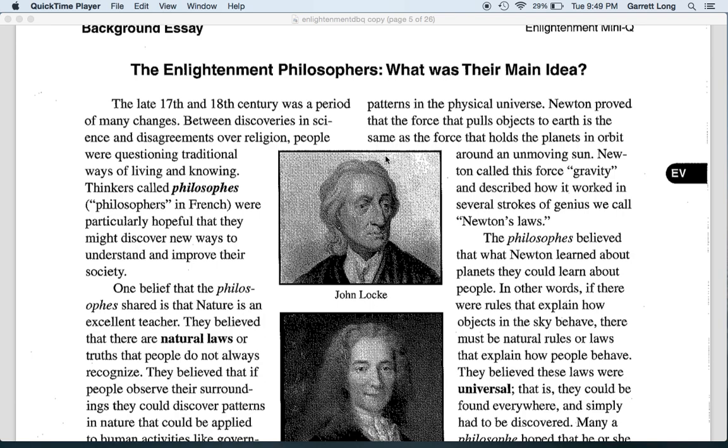Please highlight universal, they could be found everywhere, and simply had to be discovered. Many a philosopher hoped that he or she could become the Isaac Newton of the social science. This mini Q presents the ideas of four philosophers, writing about four different areas of human society: government, religion, the economy, and the social role of women.